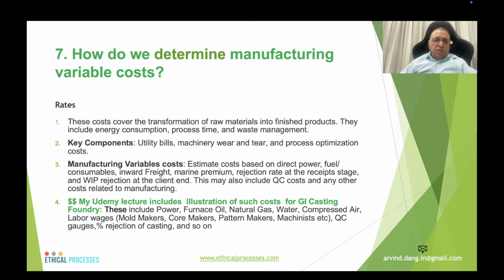Manufacturing variable costs. The key components here are like utility bills, machine wear and tear, and process optimization costs. The manufacturing variable costs include direct power, fuel consumption, inward freight, marine premium, rejection rates at the receipt stage, work in process stage, client end, etc. And these may also include quality control costs.